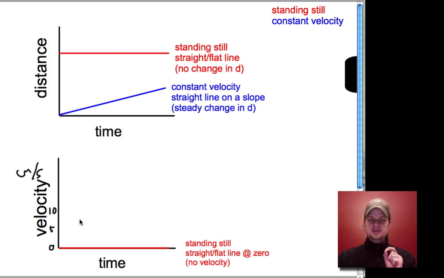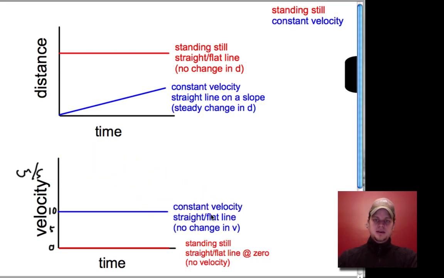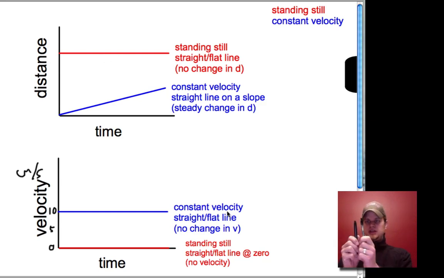So because there is no change in the velocity, you get a nice straight flat line. Notice, this is a constant velocity. It's a straight flat line. There is no change in the velocity. So what you notice is that if there is no change in what you're graphing, it's a flat line. If velocity is not changing, it's a flat line. If distance is not changing, it's a flat line. So for something that's moving with a constant velocity, you'll see its distance is increasing the entire time, but its velocity is staying the same.